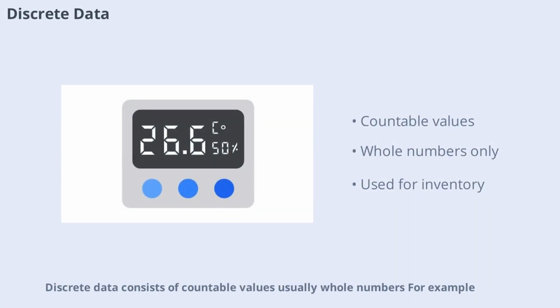Discrete data consists of countable values, usually whole numbers. For example, the number of products in stock at your store is discrete data.